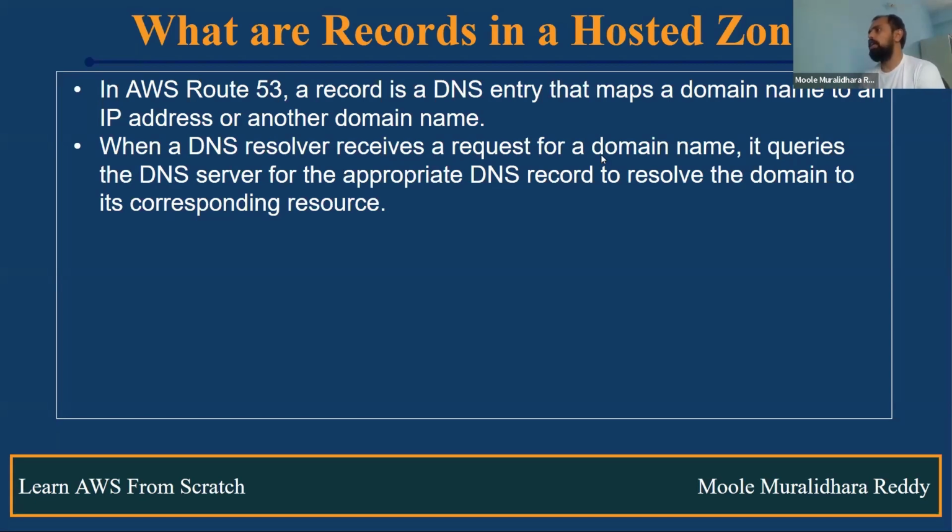So when you request, it queries the DNS server for the appropriate DNS record to resolve the domain to corresponding resources. Let's take an example: you have created one record and updated your IP address or application load balancer DNS name. It will be resolved, and it will resolve the domain to the corresponding resources.